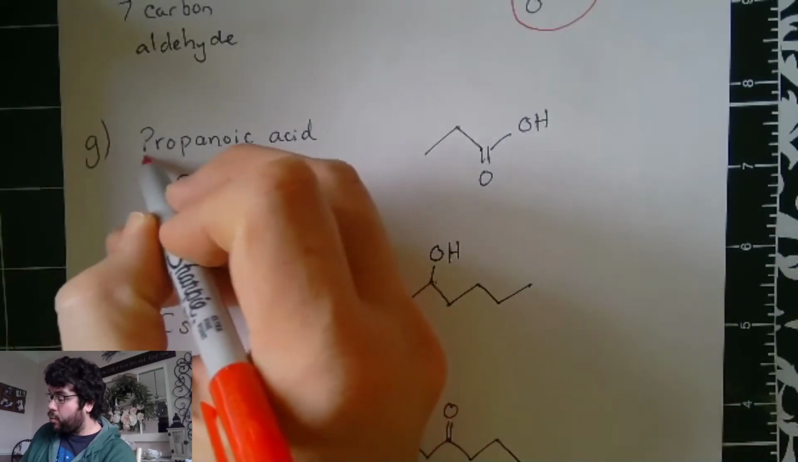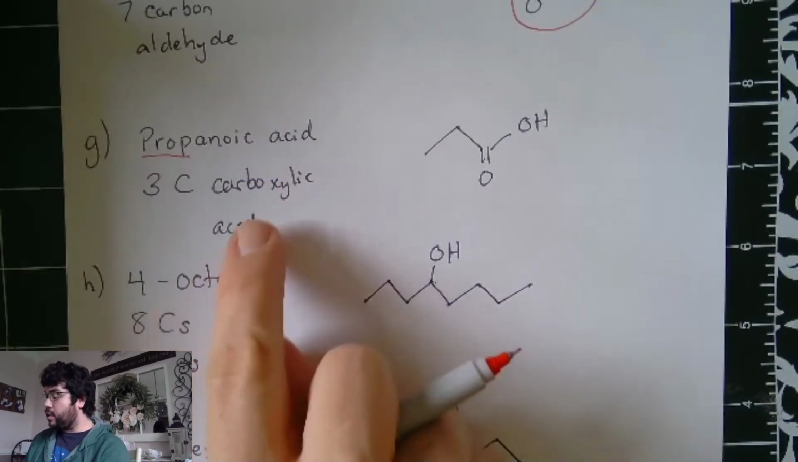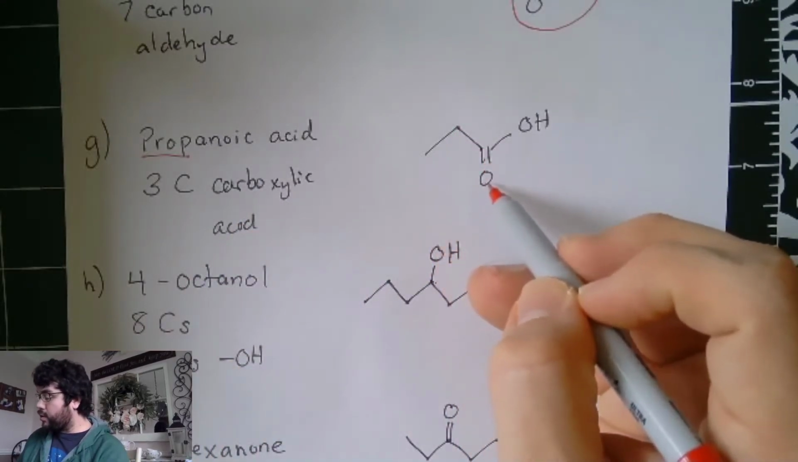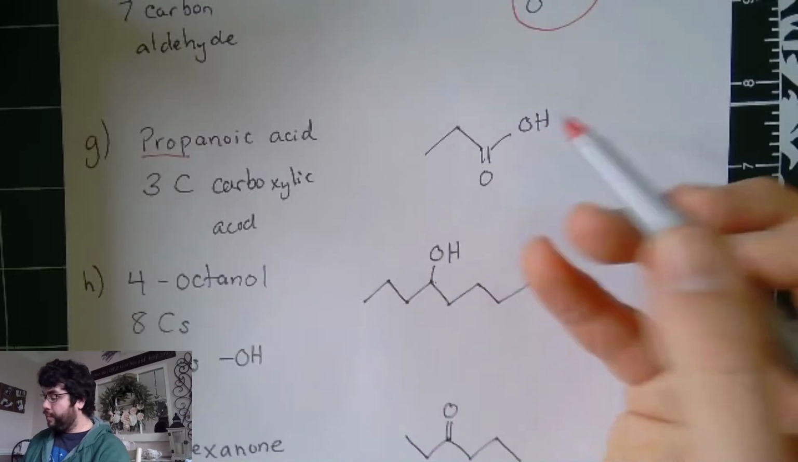Propanoic, 3 carbons, and it's a carboxylic acid. So 1, 2, 3 carbons, double bonded oxygen, and then the hydroxyl group off there.